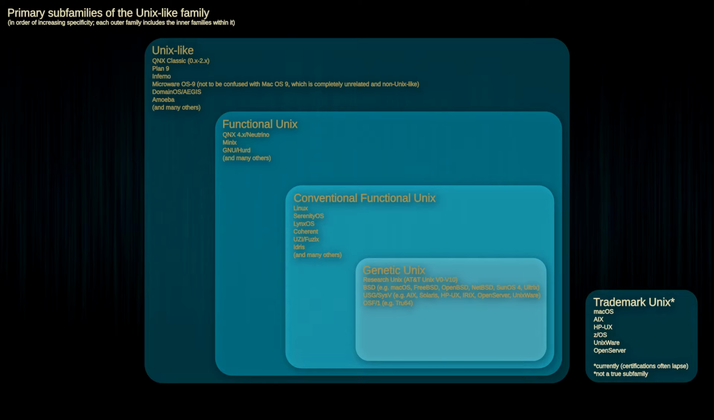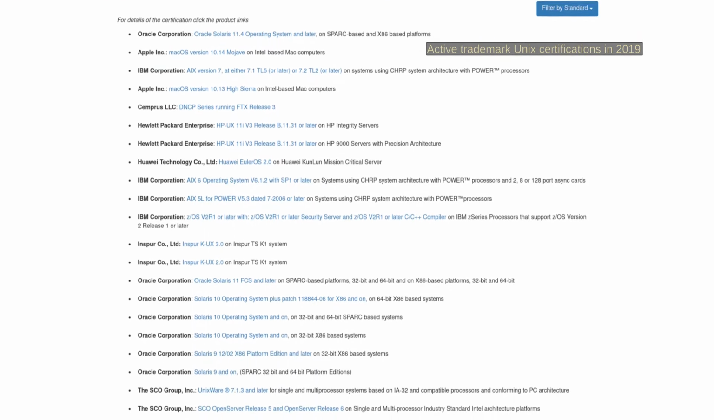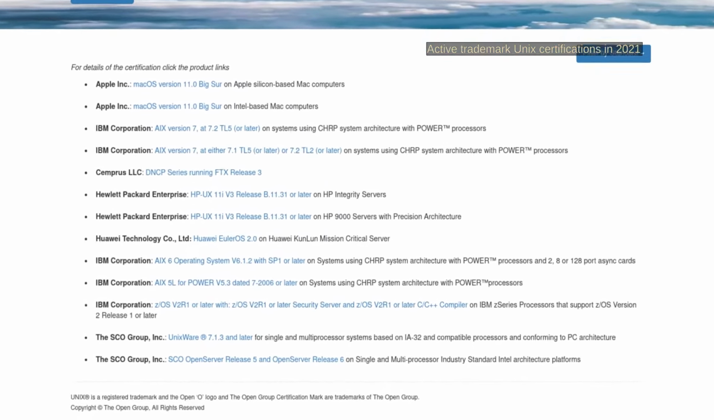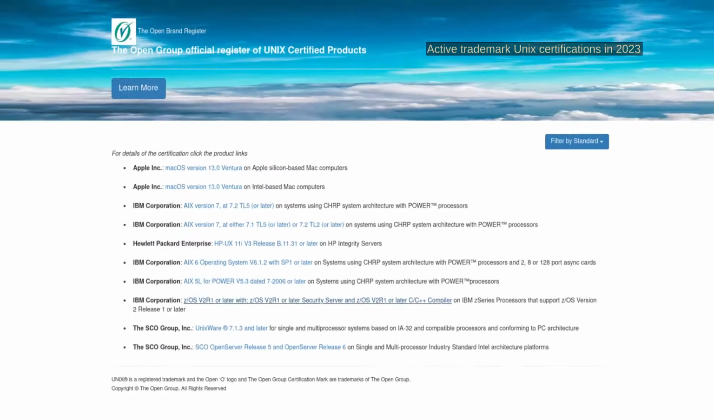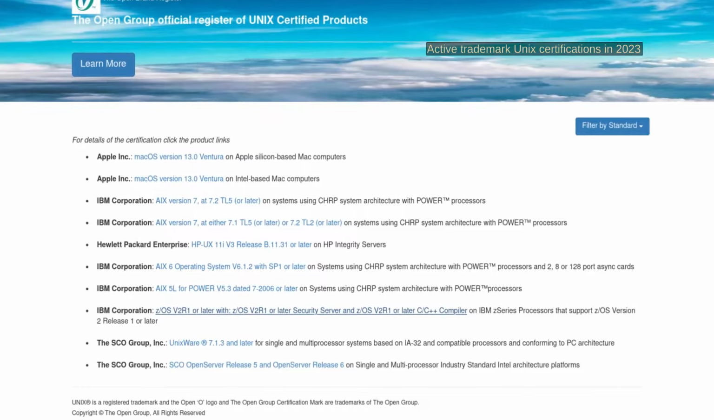vendor has paid the Open Group to certify that it passes some version of their test suite. However, this can apply to compatibility layers on otherwise non-Unix-like OSs, so in my opinion it isn't quite a true subfamily, since certification is the only thing defining it, rather than codebase or basic architecture. This category has been in decline as of late, with several vendors letting the certification of their OSs lapse. This seems to be mostly due to the dominance of Linux, of which almost all distributions lack Trademark Unix certification.